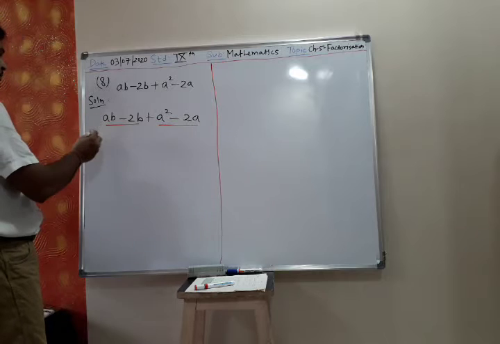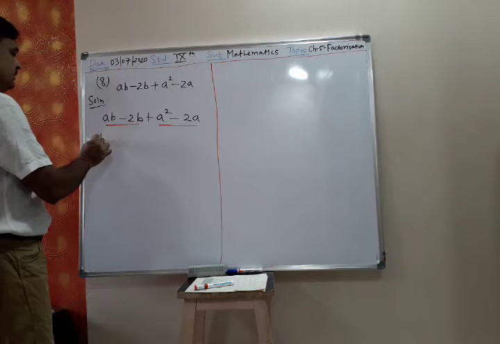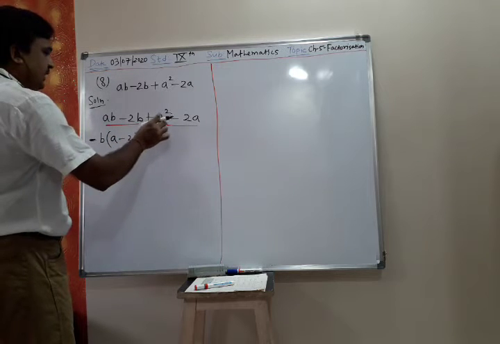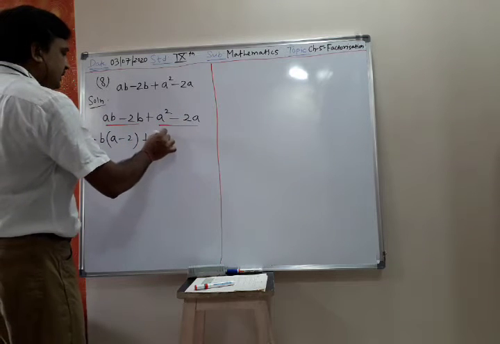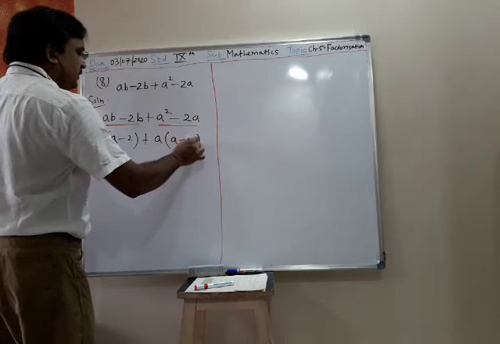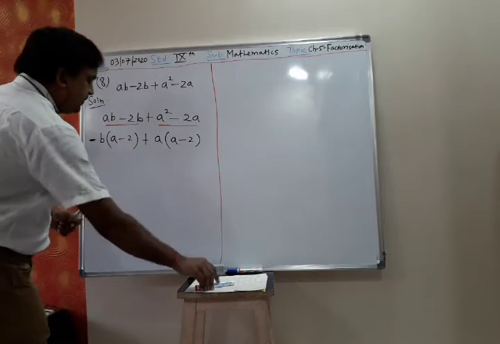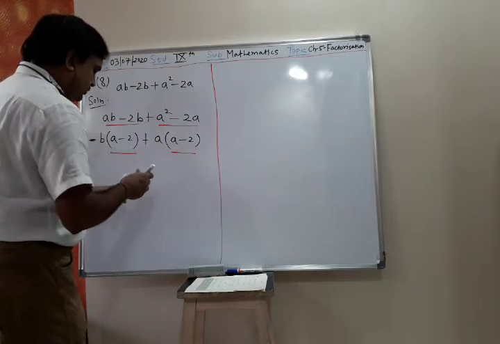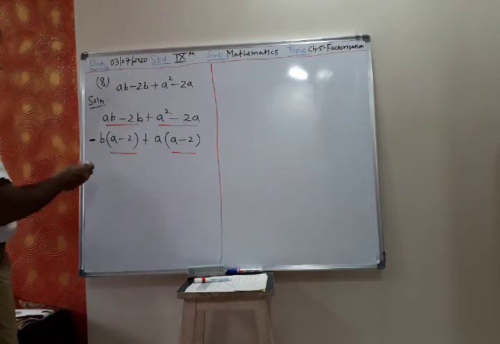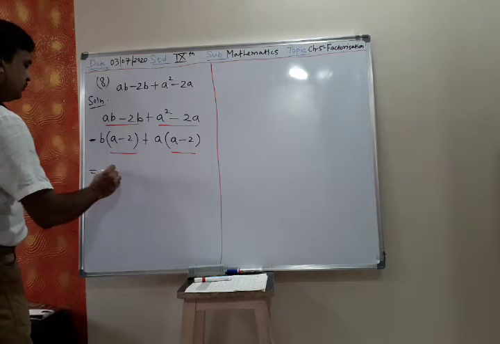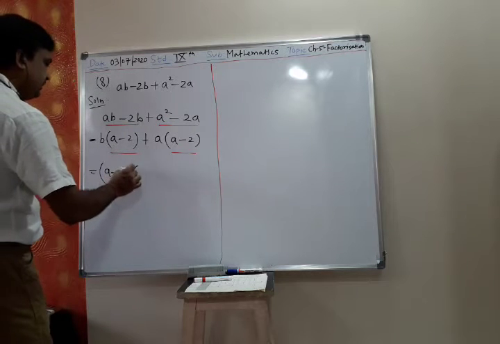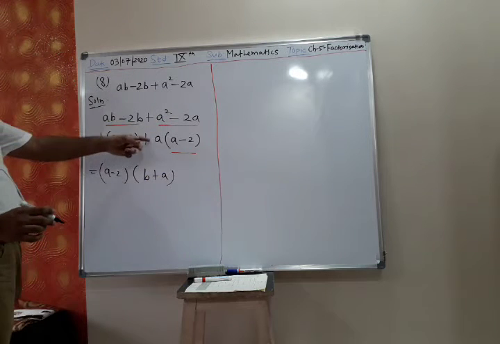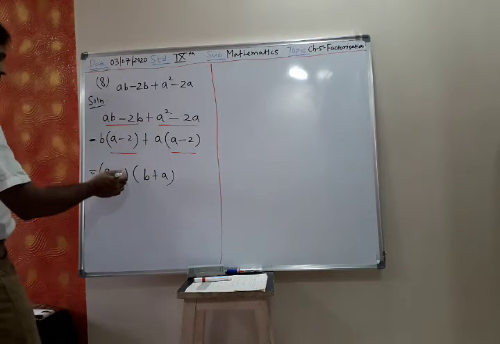In the first two, what is common? B is common, then what is left? A minus 2. In the last two, A is common, then it is A minus 2. Now A minus 2 is common in both, so I will take A minus 2 common from these two. So what is left? B plus A. A minus 2 into B plus A.